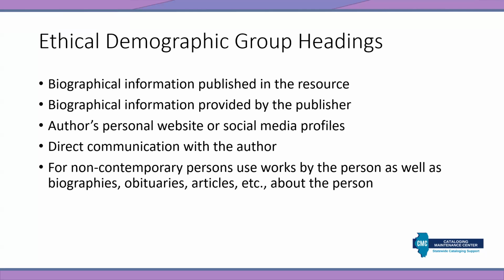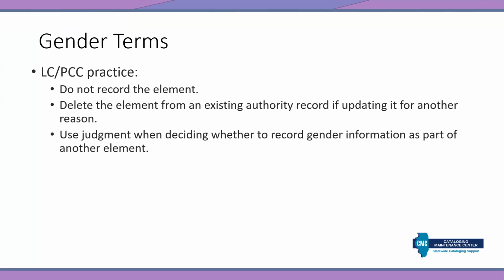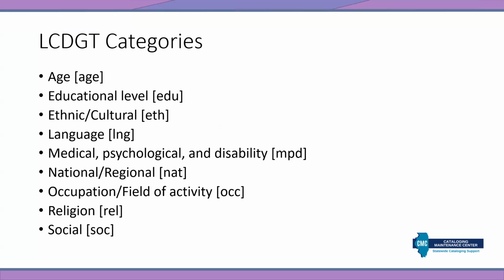So where should you find this information? Biographical information published in the resource, provided by the publisher, author's personal website or social media profiles, direct communication with the author, or for a non-contemporary person, use works by the person, as well as biographies, obituaries, articles, etc. about the person. So, gender terms. LCPCC practice is do not record the element, delete the element from an existing authority record if you're updating it for another reason, and use judgment when deciding whether to record gender information as part of another element.